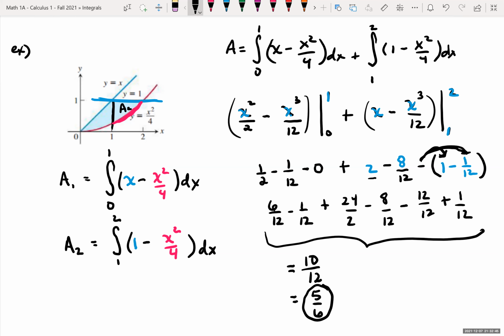Isn't it 24 over 12, not 24 over 2? Oops, you're right. 24 over 12. Thank you. That didn't change anything when I sum my numerators. Right. Okay.